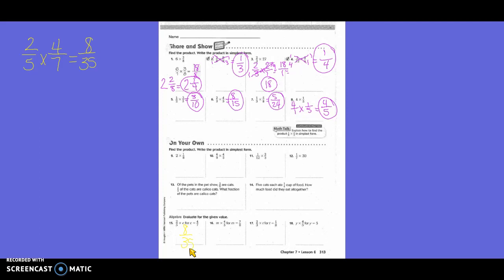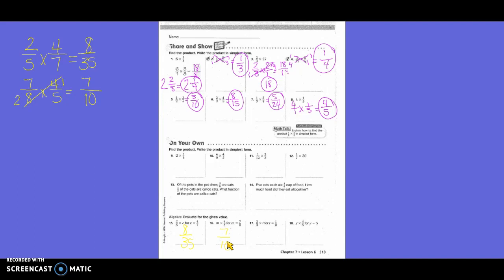8/35. Number 16, n times 4/5. And for n, they want 7/8. So how am I going to write that? 7/8 times 4/5. Can I simplify before I begin? Yes. So I can cross out my 4 and 8. How many times does 4 go into 4? Once. How many times does 4 go into 8? Twice. So 7 times 1 is 7. 2 times 5 is 10. Can I simplify? No. My answer is 7/10.